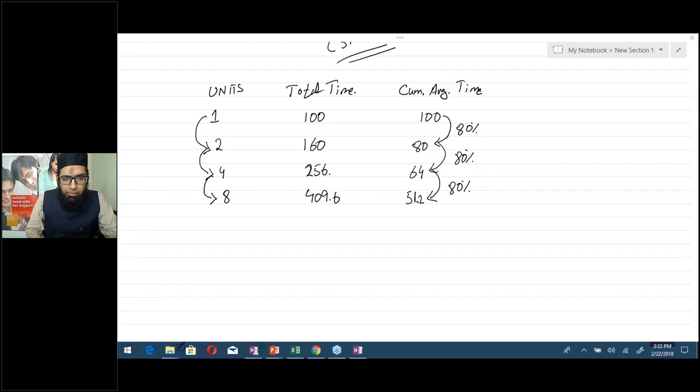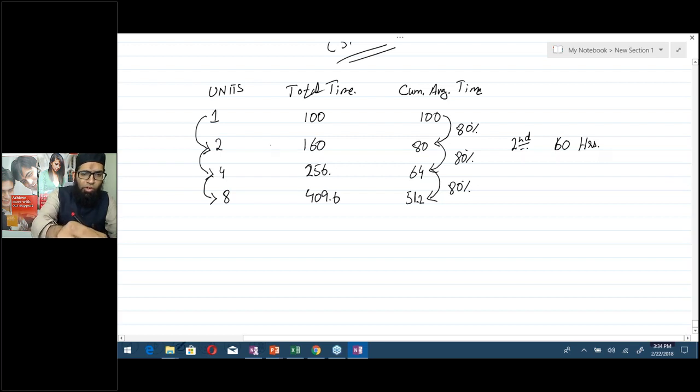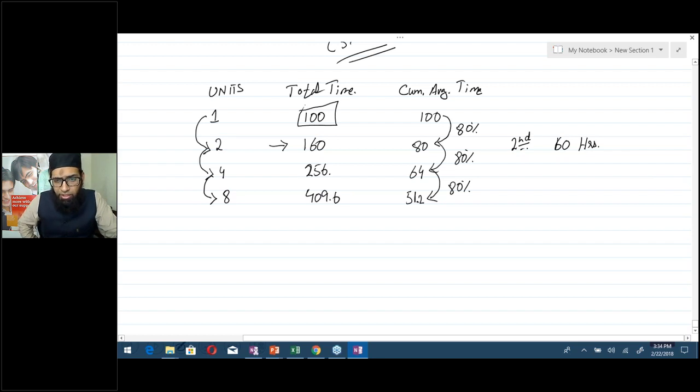Yes, Atiba Matheson, you are correct. Now we can also tell from this information that my second unit should have been produced in 60 hours. This is because for 2 units, we have consumed a total of 160 hours, but out of these 2, the first unit took 100 hours. That means the second unit would have consumed 60 hours.